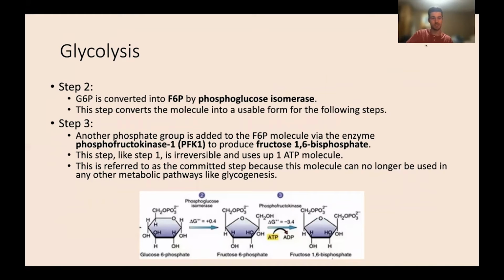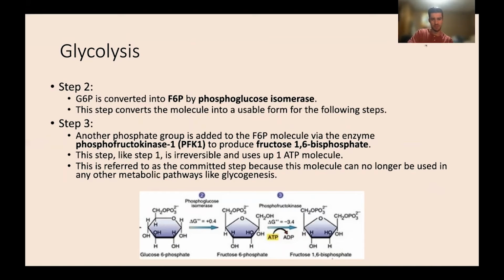Okay, so step 2, G6P is converted into F6P, and the name of the enzyme is phosphoglucose isomerase. And this step converts the molecule into a usable form for the following steps. So we're just taking that 6-carbon sugar, that glucose, and we're turning it into fructose.